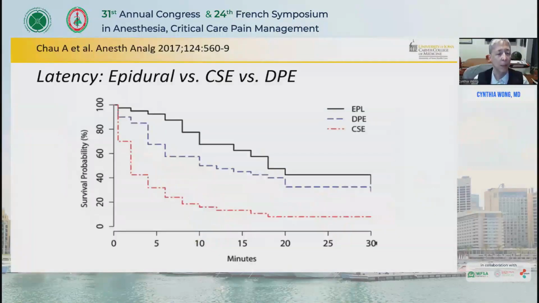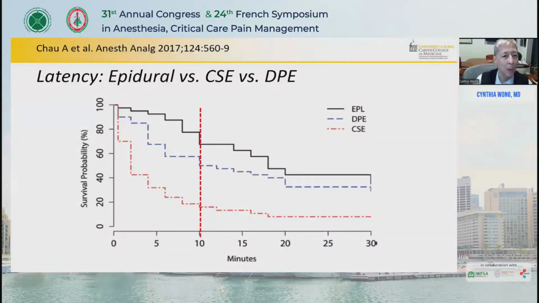This is the one randomized controlled trial that I'm aware of that compares all three techniques. So epidural compared to DPE compared to CSE. So again, a Kaplan-Meier survival curve that looks at onset of analgesia, all right? The red dashed line is CSE, so it is significantly faster than the other two techniques.